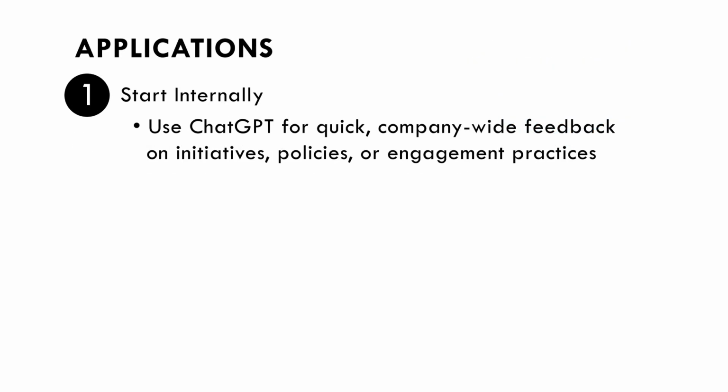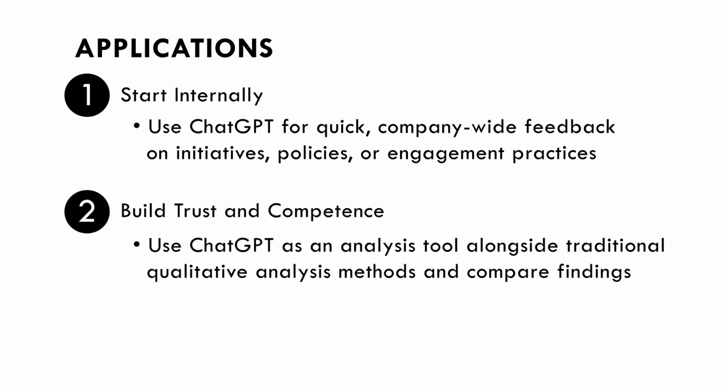We finally came up with a few application ideas, and we thought it would be wise to start internally should this project move forward. Using ChatGPT for quick company-wide feedback on new initiatives, new policies, or even ideas for increasing employee engagement might be a good start. As we start to build trust and competence with the tool, we can start using it alongside traditional qualitative analysis methods and then compare findings from the AI and the human researchers.